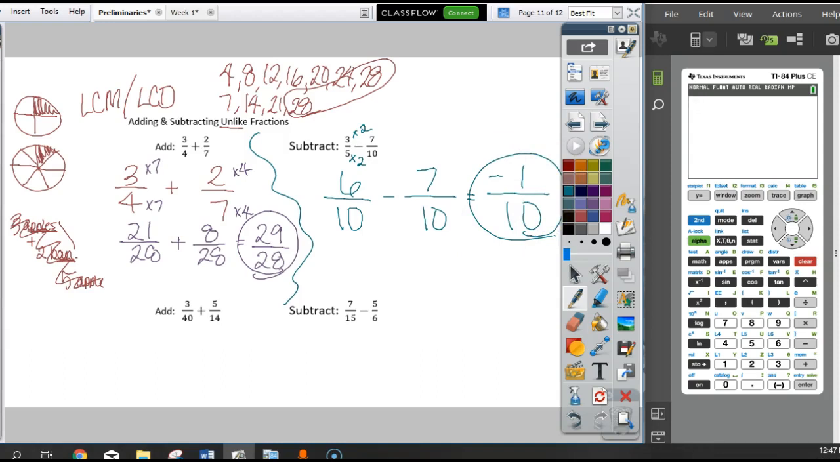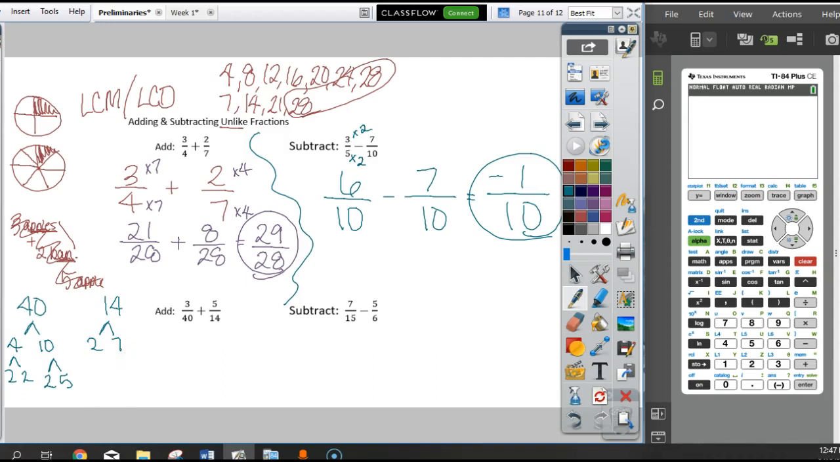Okay, two more examples. We have 40 and 14. So again, we find that least common multiple. We've done it in a couple different ways. We went through and made lists. We also looked at prime factorization. So I'm going to go ahead and do that. Break apart 40 into 4 and 10. Break apart 4 into 2 and 2. 10 into 2 and 5. I can break apart the 14 into 2 and 7.